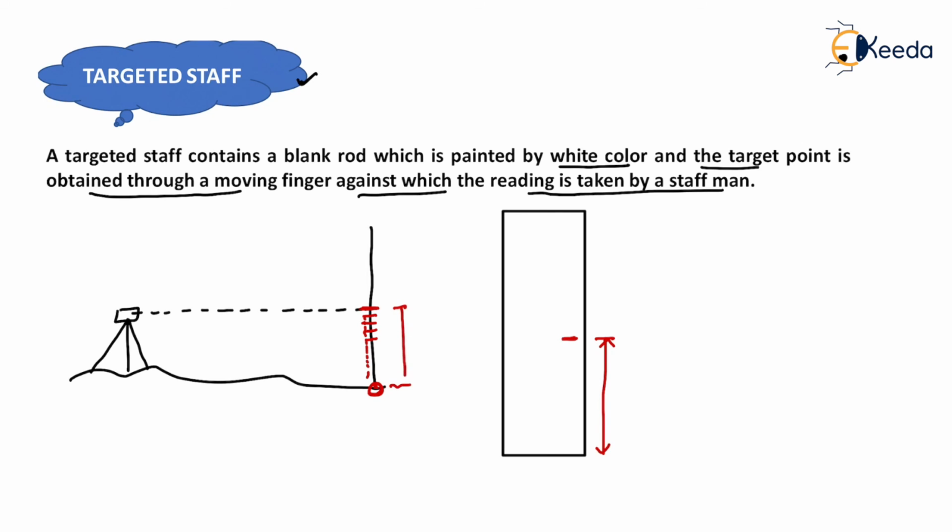So in targeted staff, it is not possible to get the reading directly by standing near the level. We have to mark the reading first, that is like this, and we have to measure it with the help of tape. Okay students, that is all about the introduction of leveling.